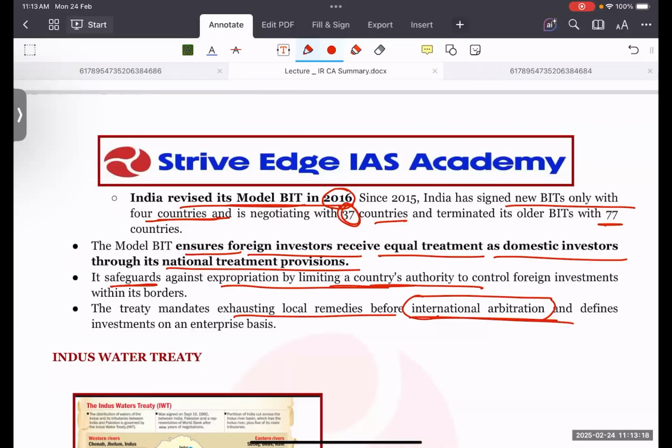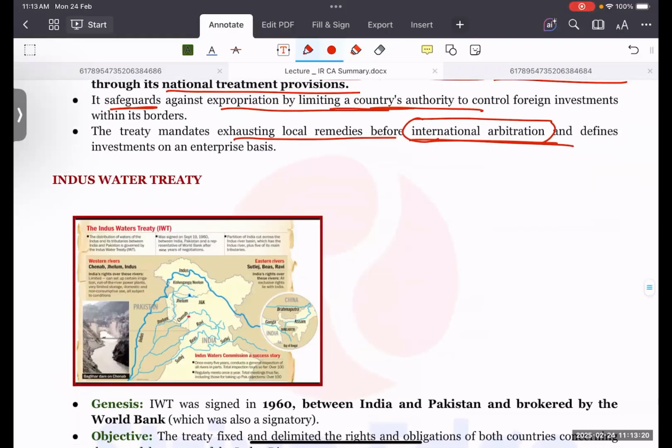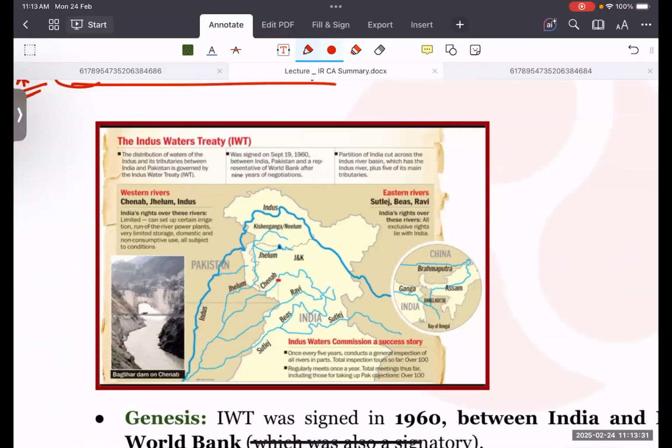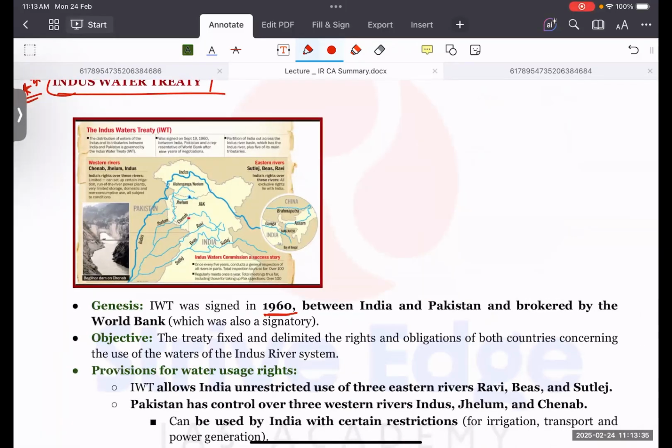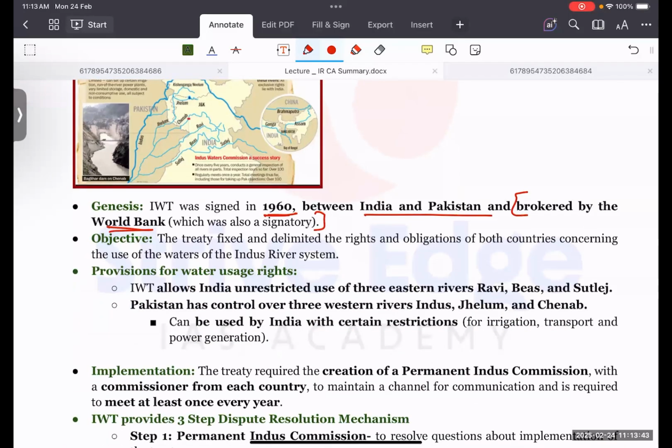Now, the next treaty is the Indus Water Treaty. It is very much in the news and very important because of the growing controversies associated with Pakistan. It was signed in 1960 between two countries, India and Pakistan. And remember, it was brokered by the World Bank. So the World Bank is also a part of this treaty and it is also a signatory.